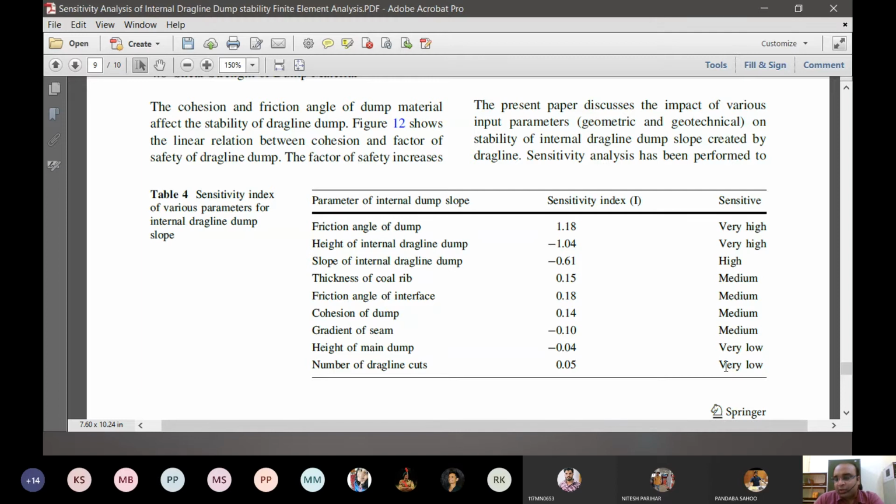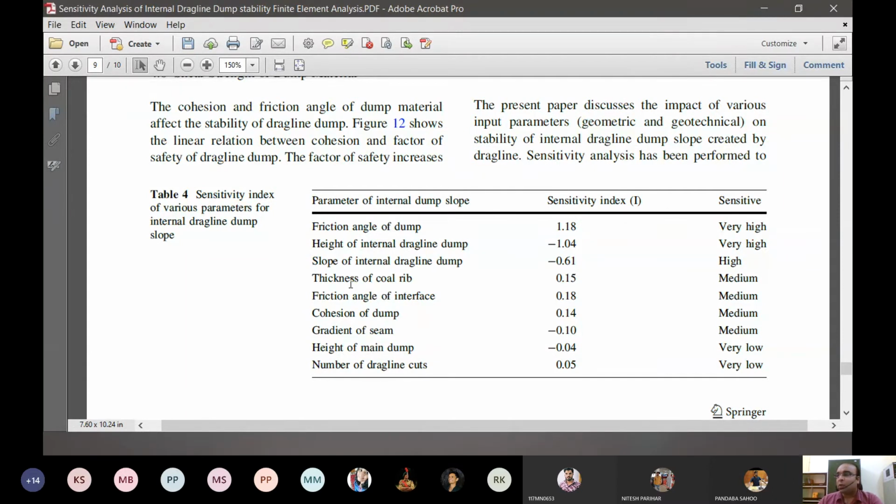these factors did not affect the overall sensitivity or overall stability of the slope. So we didn't bother about those, but we were really concerned about how high the internal dragline dumps are. So that had to be critically monitored, that this is the limit beyond which we should not go. And the internal dragline dump and the slope of the internal dragline dump. So high, very high and medium, these were the conditions which we had to take care of.